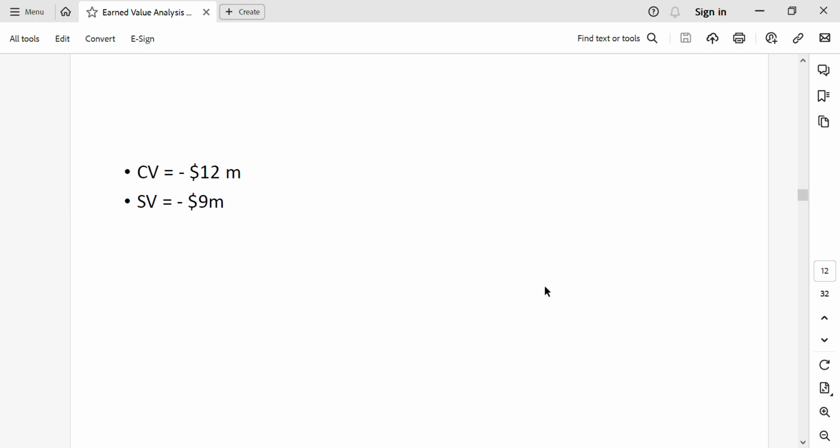So, in a nutshell, the CV is minus $12 million and the schedule variance is minus $9 million. So we are having both problems, the time overrun as well as the cost overrun. But if you compare the magnitude of the two problems, the cost overrun and the schedule variance, we find that the cost overrun is a more serious problem than the schedule overrun.